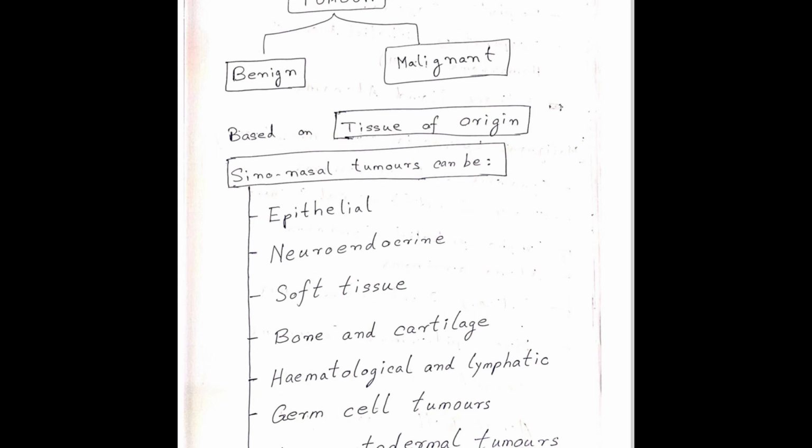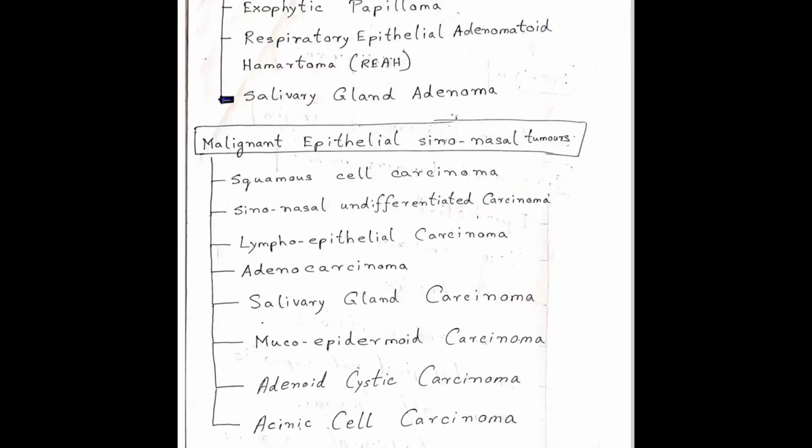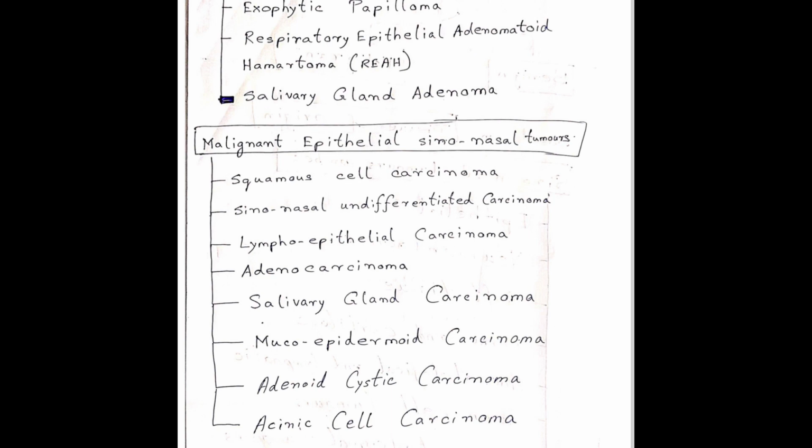Now that we have classified sinonasal tumors under epithelial, soft tissue, neuroendocrine, bone and cartilage, hematological, lymphatic, neuroectodermal and germ cell tumors, let's talk about each individual group. Let's start with epithelial sinonasal tumors. They can be benign, they can be malignant. Now what are the benign epithelial sinonasal tumors? We have the three papillomas: inverted papilloma, oncocytic papilloma, exophytic papilloma, respiratory epithelial adenomatoid hamartoma, and of course we have salivary gland adenoma. Then we move on to malignant epithelial sinonasal tumors.